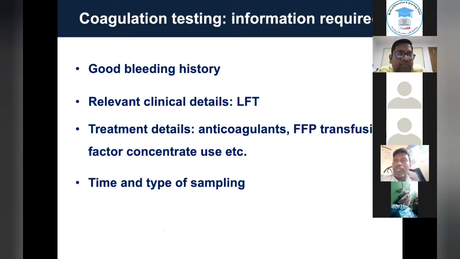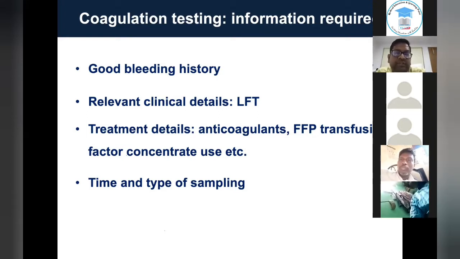Again, the time and type of sampling is also very important in a coagulation workup, because it is recommended that all coagulation testing be performed within 4 to 6 hours of collection. If a sample is going to be processed after a few days, you have to separate the plasma and freeze it immediately at minus 80 degrees centigrade, and then you can thaw it and test it later on.